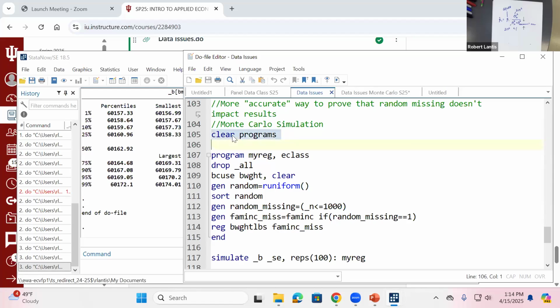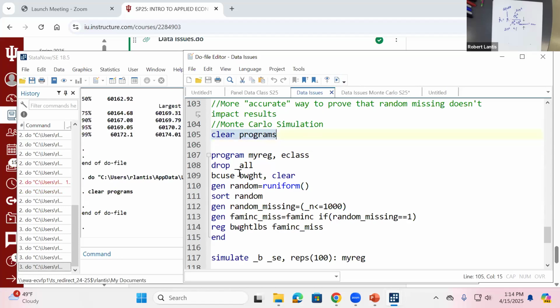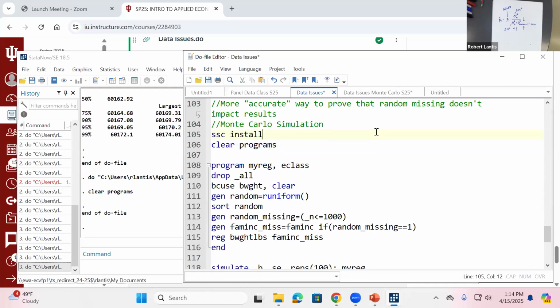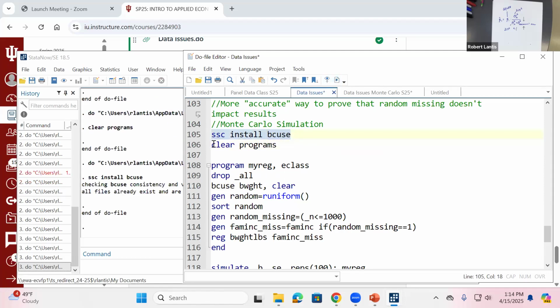So here, I'm going to switch over, clear this program out. Now, here I'm using a built-in function. I think it was the birth weight data. One thing that we might need that's probably earlier in this is SSC install, all these free data sets that we had.